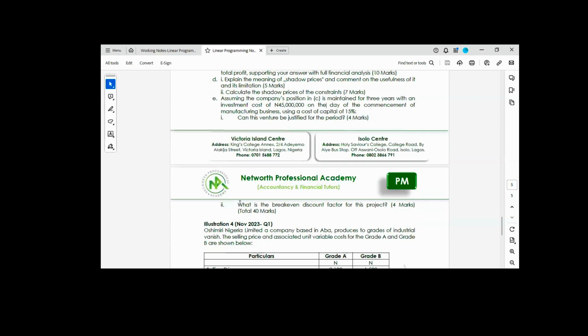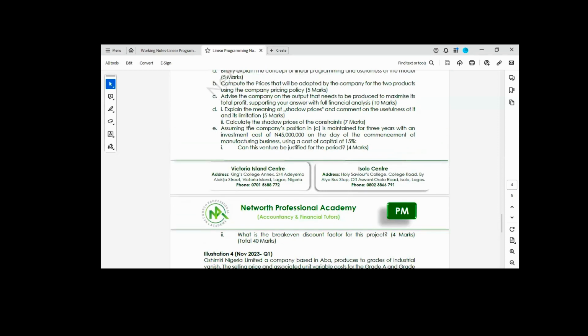Then E2, examiner is asking, what is the break-even discount factor for this project? So when you talk about break-even discount factor, it simply means internal rate of return, because another name for internal rate of return is the break-even rate, because internal rate of return is the rate that equates NPV to 0. So which represents the break-even rate, or due to maturity or market discount rates. So when we get there, I will show you how you are going to calculate that. All right, but for now, let's go to D2, which is to calculate shadow price, without wasting time.